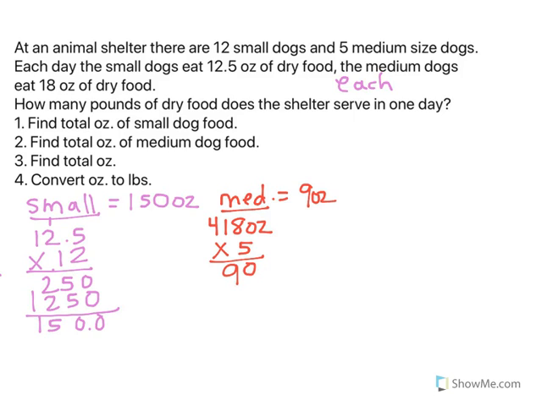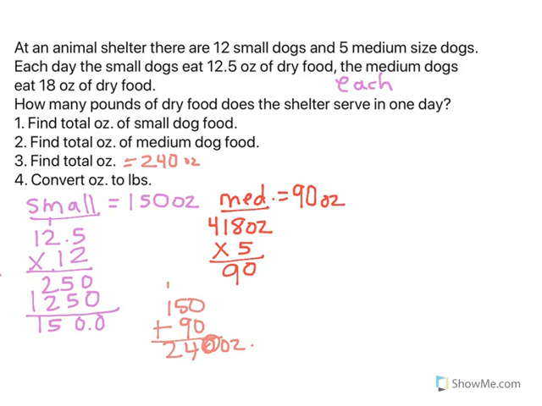So the third step is to find the total ounces of food that the shelter... Oops, that says 9. Is to find the total ounces that the dogs are eating altogether. So I'm going to combine them, and 150 plus 90 is 240 ounces. So the total is 240 ounces of dry food that the shelter goes through.